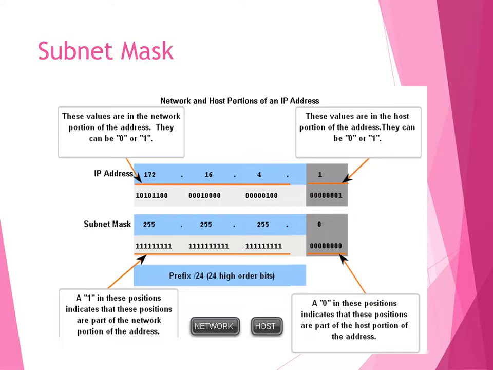In the subnet mask 255.255.255.0, 255 are all 1 and 0 is 0. Prefix /24 means 24 high-order bits. A 1 in this position indicates that these positions are part of the network portion of the address. A 0 in this position indicates that these positions are part of the host portion of the address.